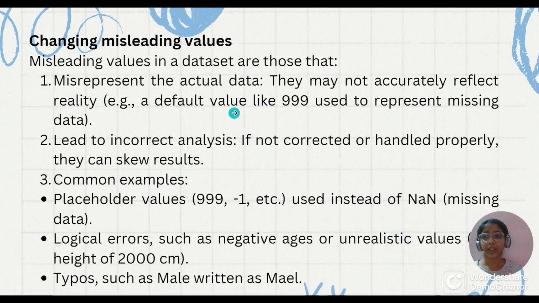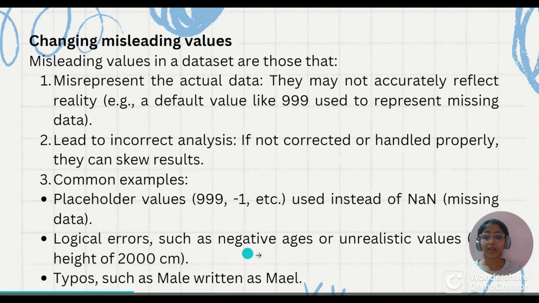Now changing the misleading field values. Misleading values in a data set are those that misrepresent the actual data. They may not accurately reflect reality. For example, default values like 999 used to represent missing data lead to incorrect analysis. If not corrected or handled properly, they can skew the results. Common examples are placeholder values like 999, -1, etc. used instead of NaN, missing data.